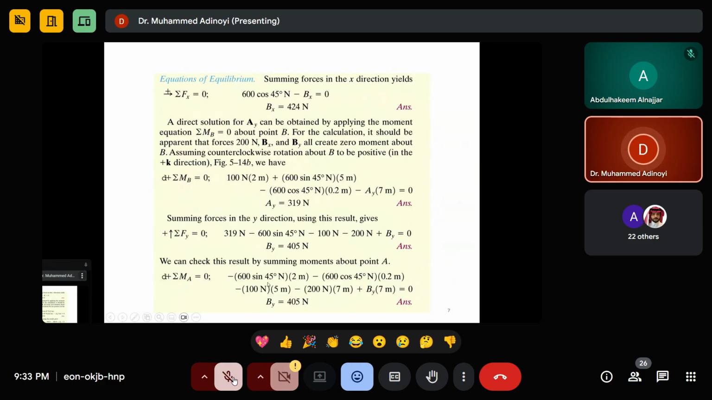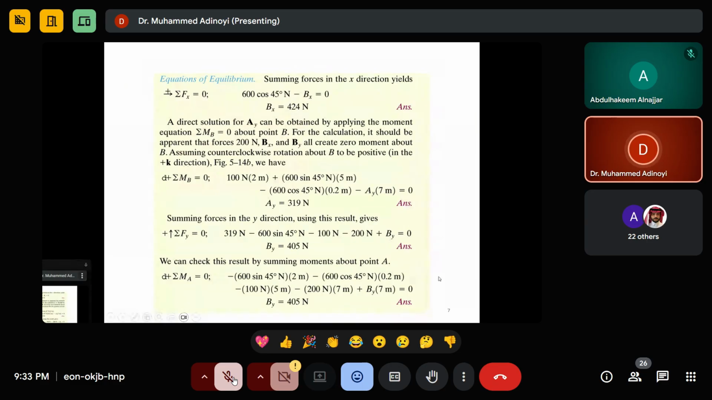Alternatively, just to confirm, you can also take moment at A to have the same answer. Which means you can use the summation of force to get your answer, or you can use the summation of moment to get your answer. This is what this means.